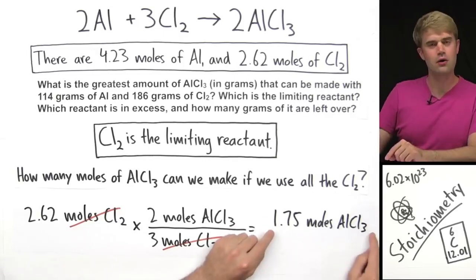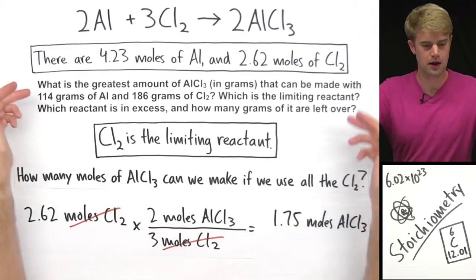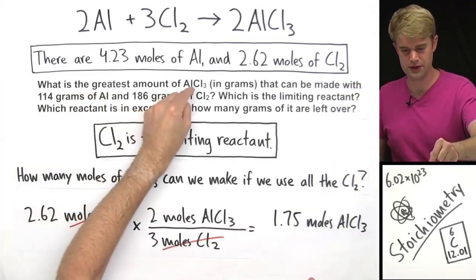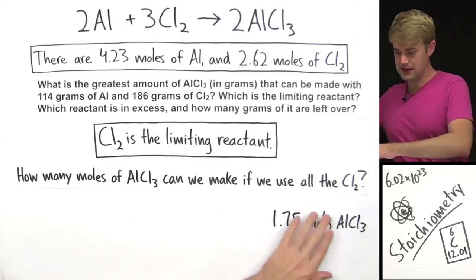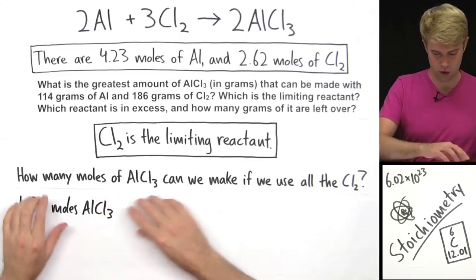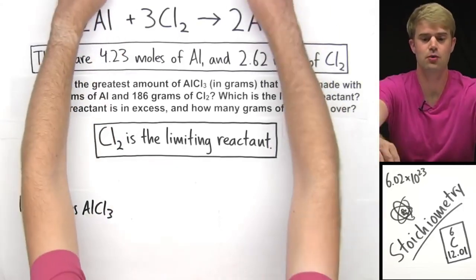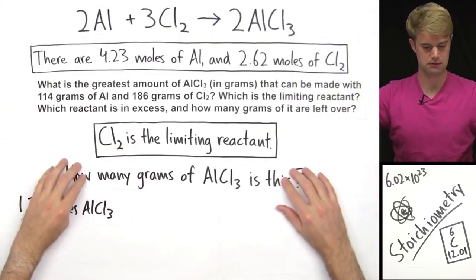AlCl3. Now we're not quite done with this part of the problem because we're asked the greatest amount of AlCl3 in grams, not in moles. So we've got to take this amount of moles and ask how many grams is this, okay?